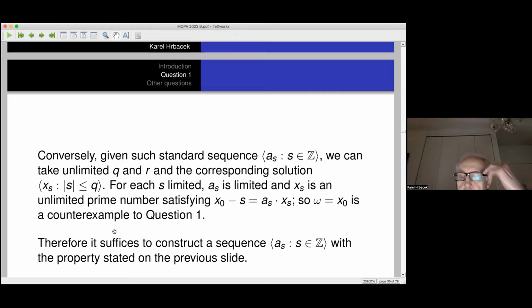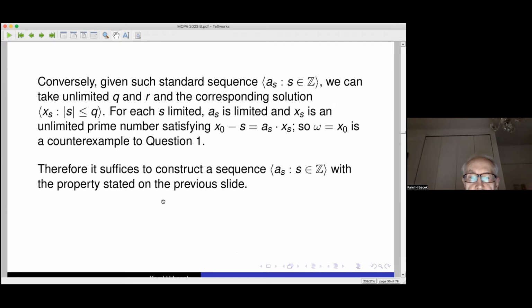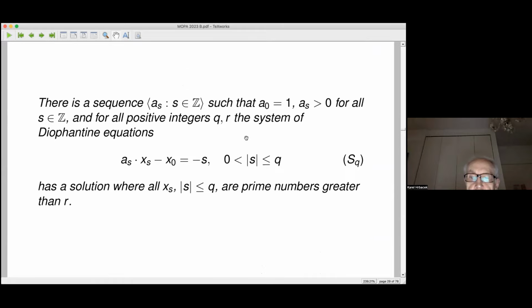Let's see, did I say this clearly? If you have a standard sequence a sub s such that for every Q and every R, there is a solution by prime numbers bigger than R, well then take unlimited Q and R and you have a solution for an unlimited system by unlimited primes. And so in particular, you have a solution for all the equations where s is standard, because s is less than the unlimited Q. So the end of the story here is that all we need to do to get a counterexample is to construct a sequence with the property from the previous slide, with this property that the system has arbitrarily large prime number solutions.